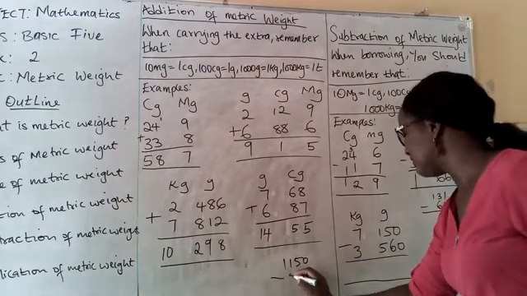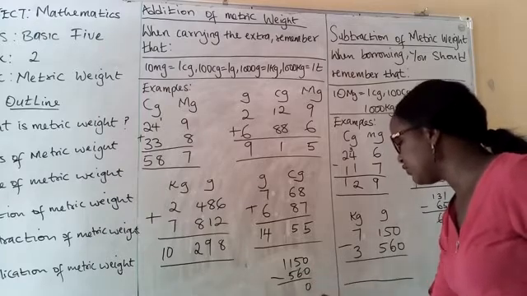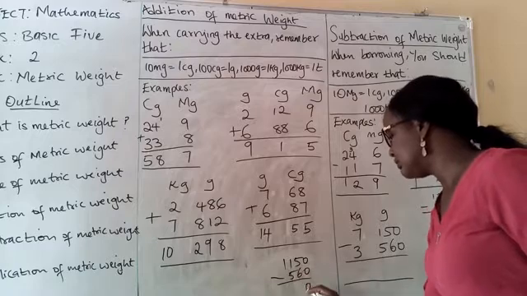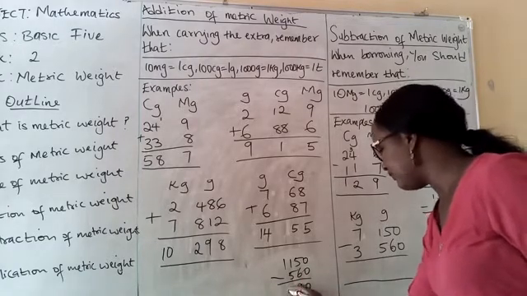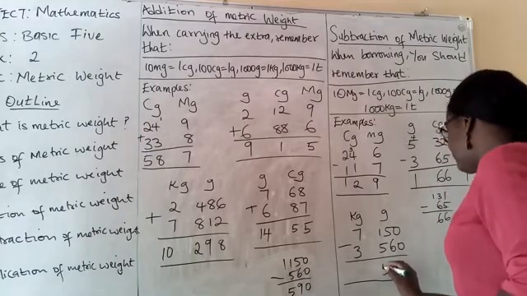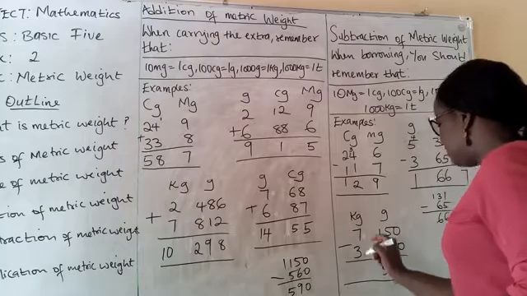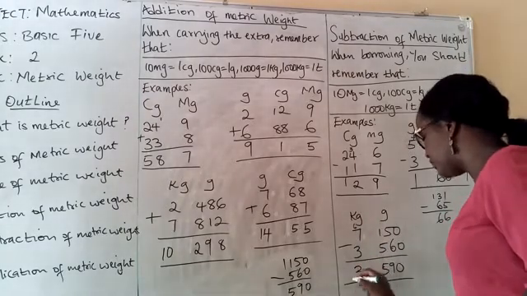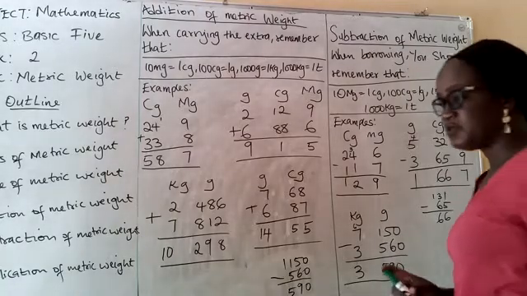1,150 minus 560. Okay, 0 minus 0 will give you 0. 5 minus 6 cannot go, we borrow 1. 15 minus 6 will give us 9. 10 minus 5 will give us 5. So we are left with what? 590. And remember what we have here now is 6, right? 6 minus 3 will give us what? 3. Okay, so that is that for your subtraction.